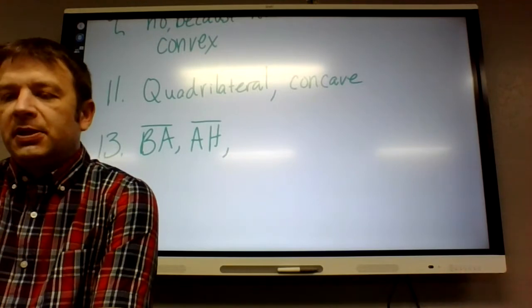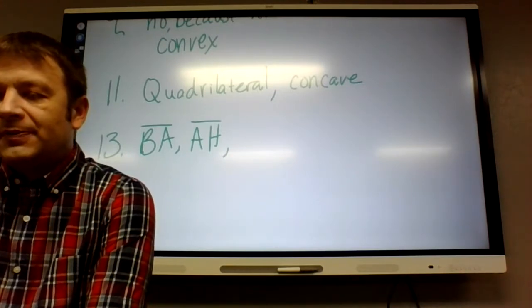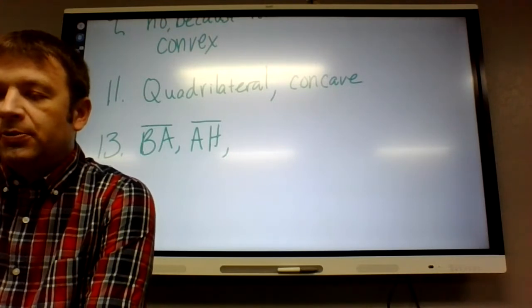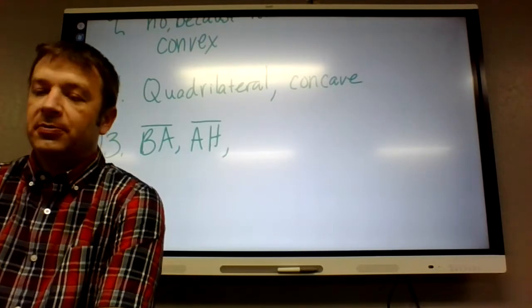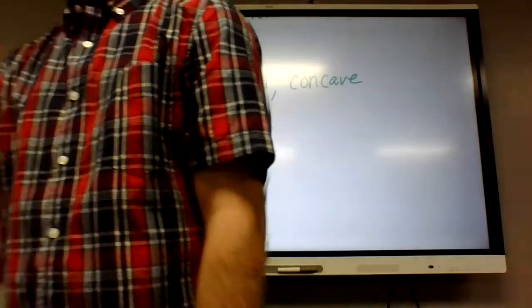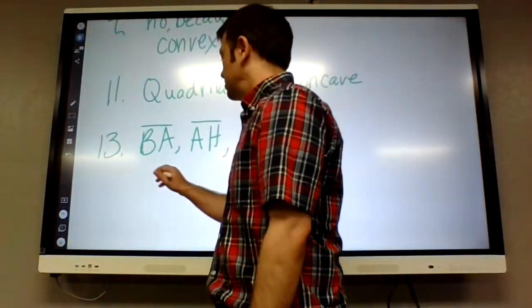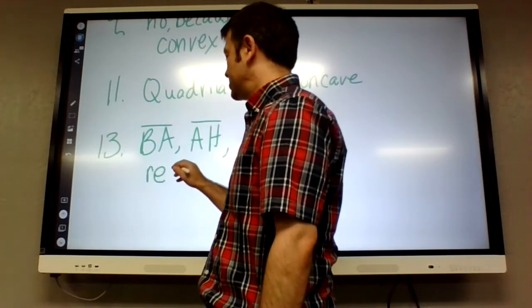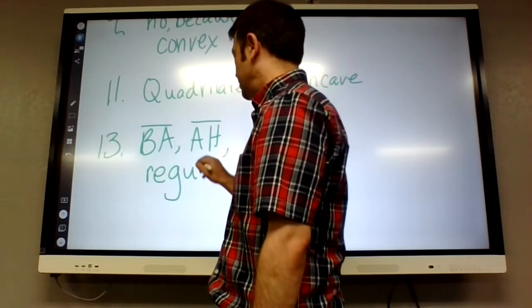Okay, it says, what is the most specific classification of that polygon? Octagon. If it's a perfect octagon, what else could we say about it? Equilateral and equiangular makes it a regular octagon.